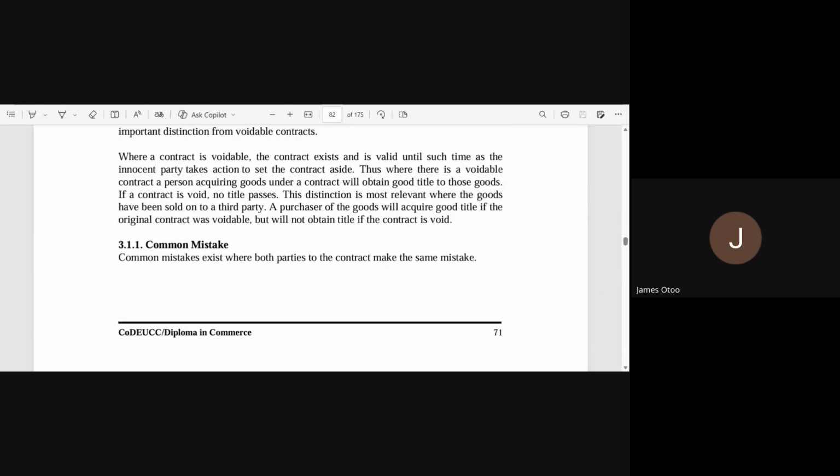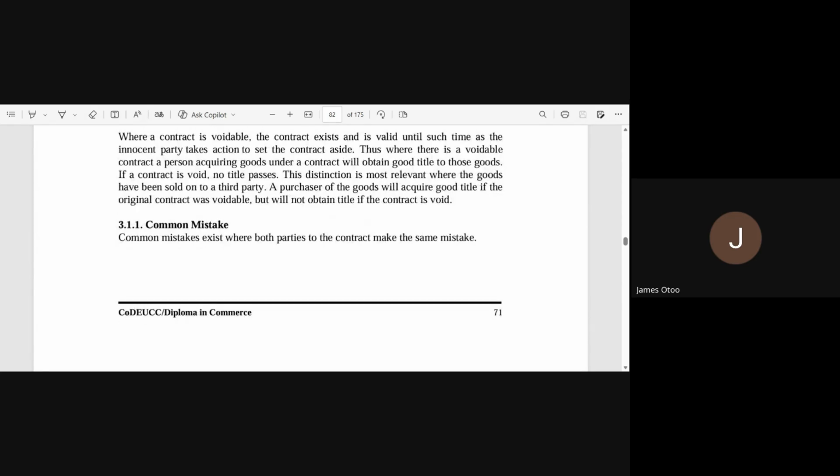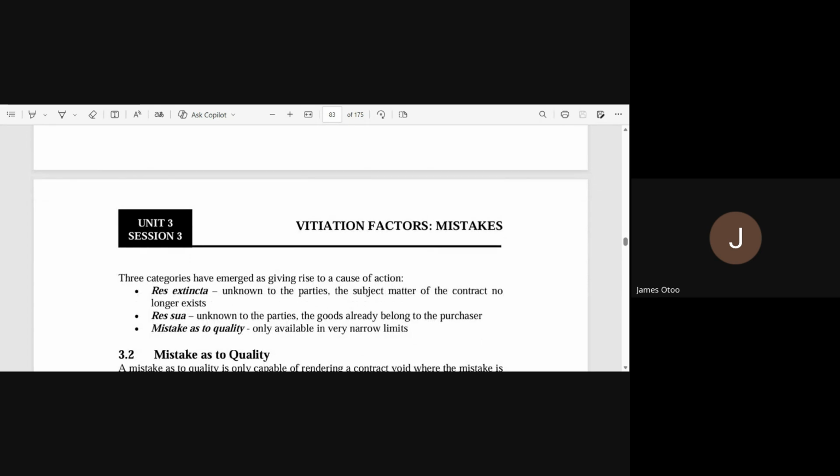Let's look at common mistake. We have indicated that here both parties make the same mistake. These are some of the mistakes. The first one is known as res extincta. For instance, Kofi and Ama have entered into a contract. Kofi is selling his car to Ama. They have agreed on the price and paid. But unknown to both of them, the car has been stolen. There is no contract. That is what you call res extincta.